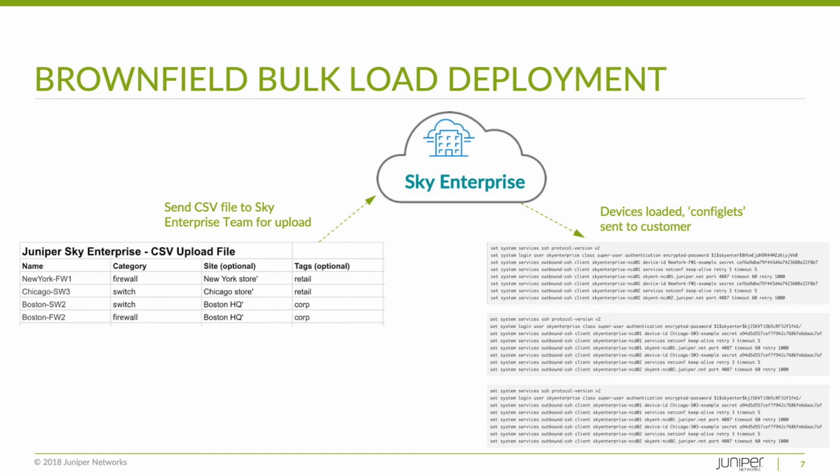So if you send a CSV to Sky Enterprise, the team will upload all of those devices into Sky Enterprise for you and provide you with a list of unique configlets for each of those devices. So it's simply a case of then pasting on the configlet onto the right device, and it will call home and be connected and ready for management. So to give you an idea of how effective this is, we recently had a customer add over 300 devices into Sky Enterprise and was able to connect them all and have them managed within 24 hours.